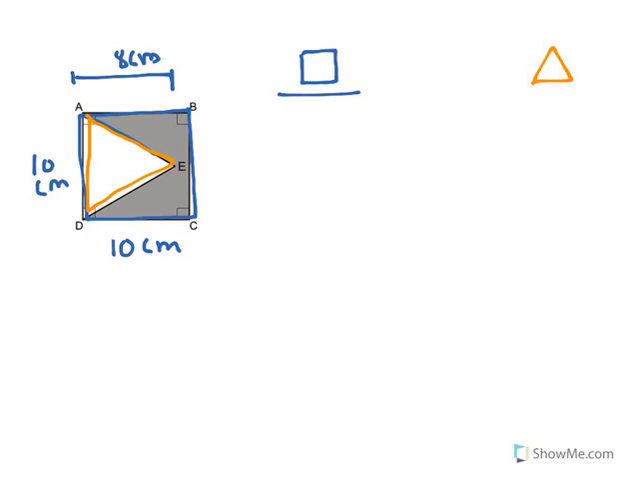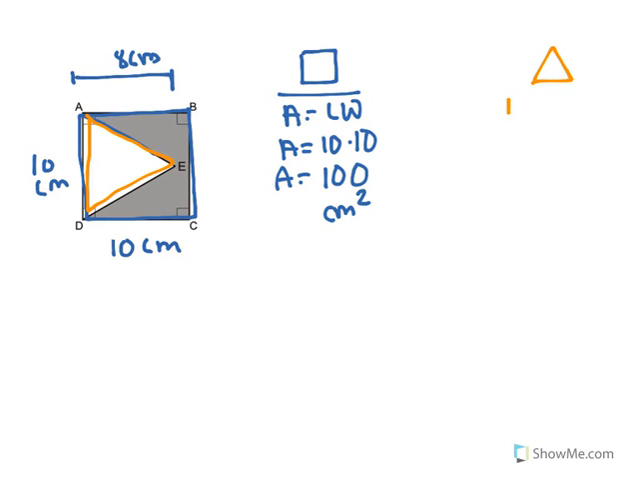Now, my square, well, we'll talk about it in the end. So I'm going to take my square and I look at it and I'm like, ooh, I can use A equals LW. Lucky for me, it's a 10 by 10. It's a nice, easy calculation. And I find out that that square is a total of 100 centimeters squared in terms of area.